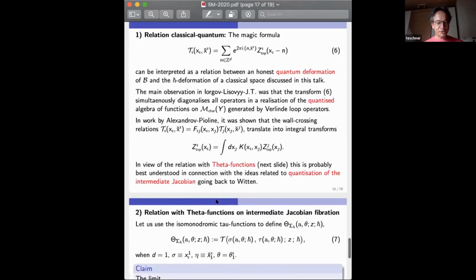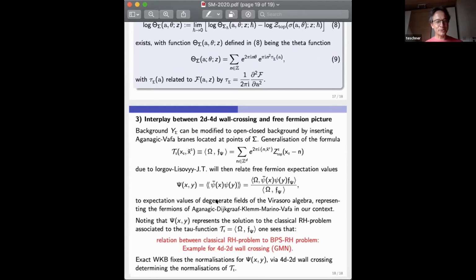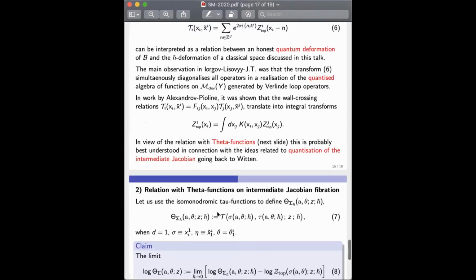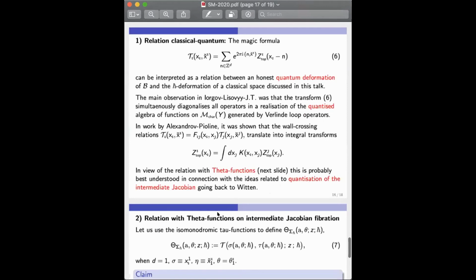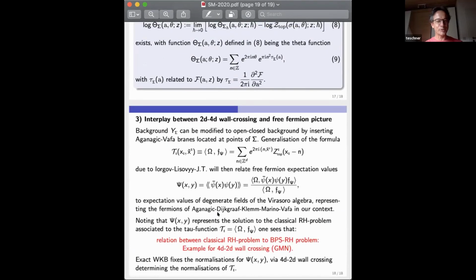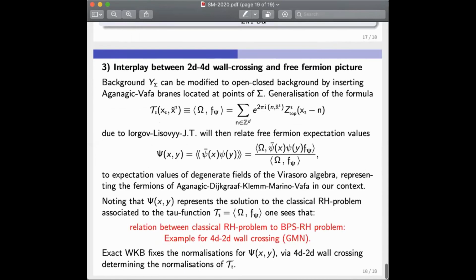Can you still see my slides? This is the last of the takeaways, which basically addresses exactly this, and which also has a nice relation. Can you see the slides? Yes. Okay, maybe I can make it even a little bigger.